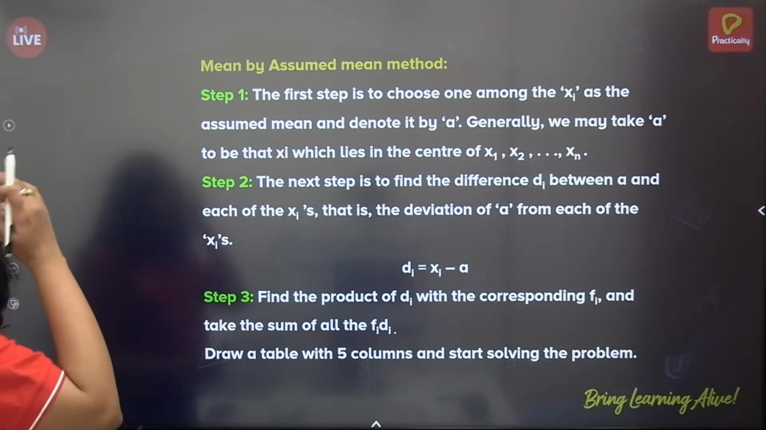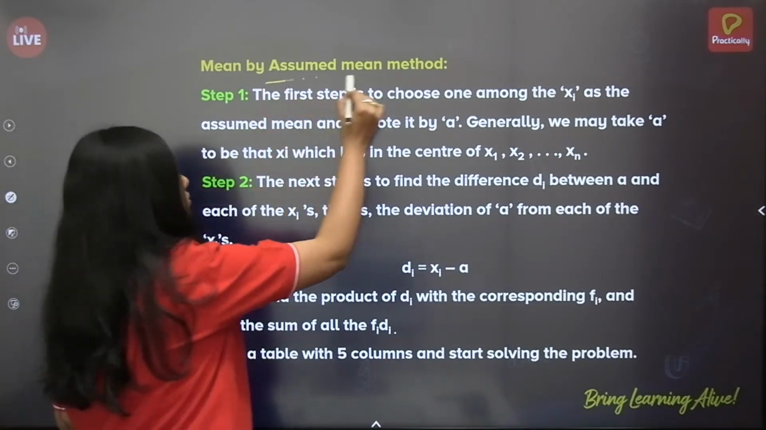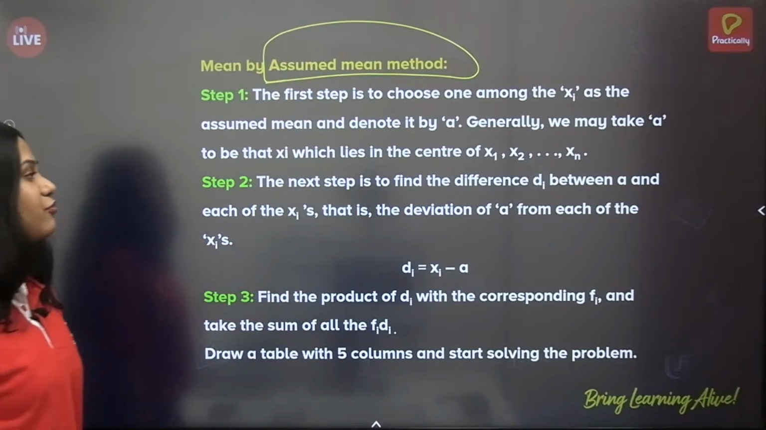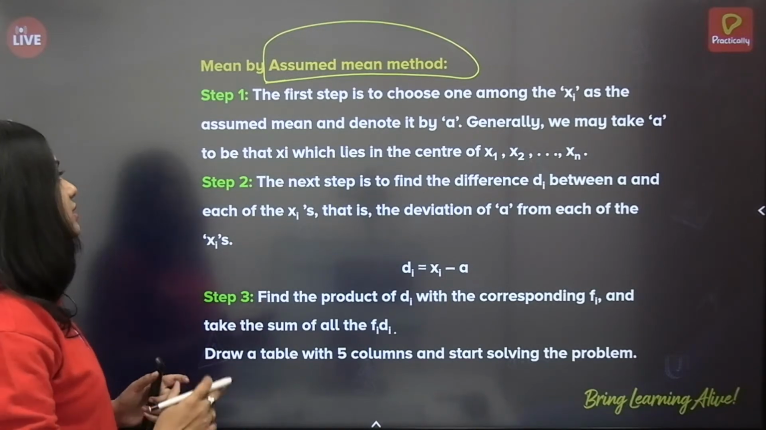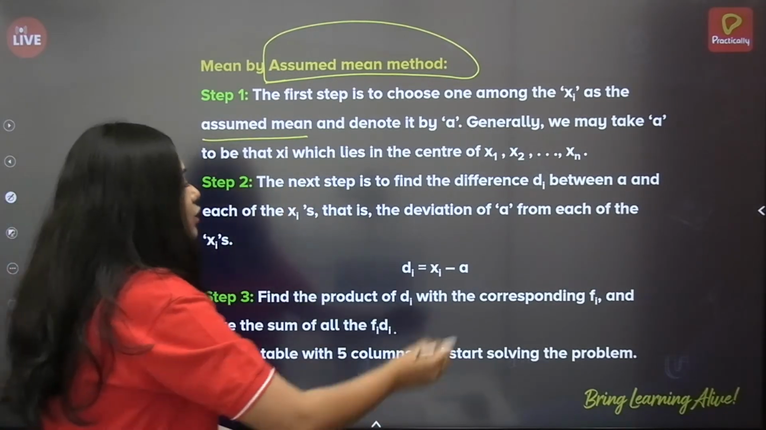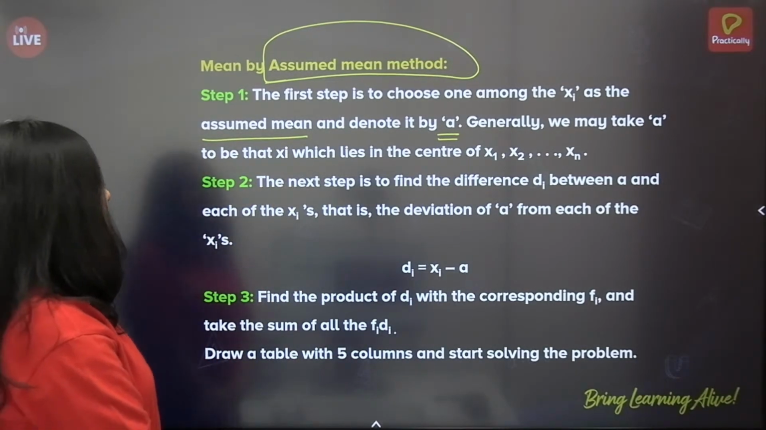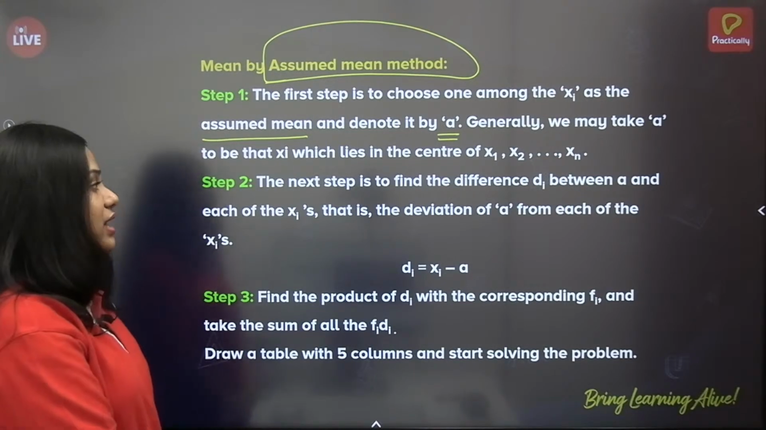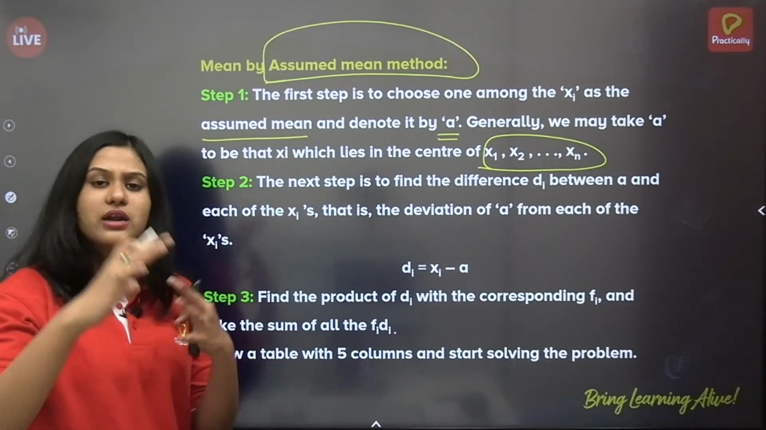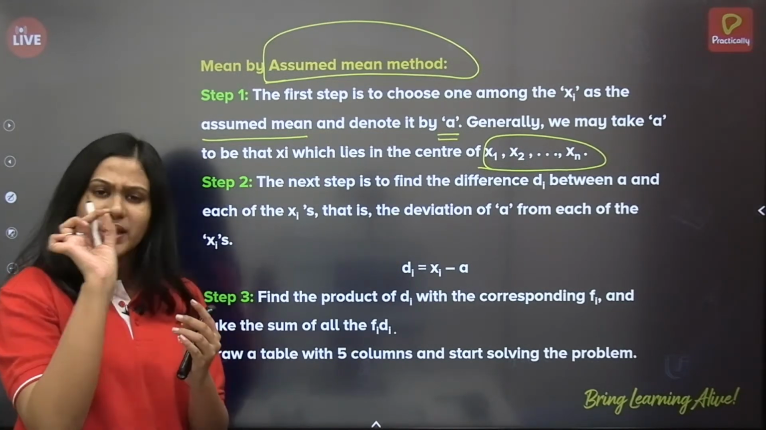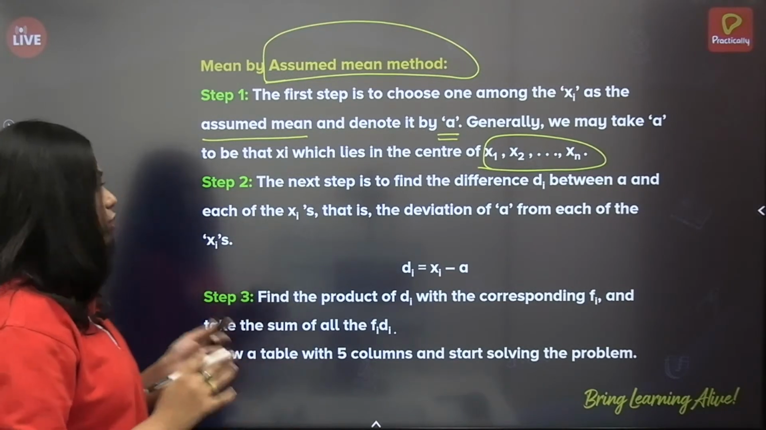Alright. So come on, let's see the steps for the assumed mean method. Step 1. The first step is to choose one among the xi as the assumed mean and denote it by A. Generally, we may take A to be that xi which lies in the center. So, if there are an odd number of observations, there will be exactly one center. Correct? If there are even, you can choose either one. It's fine.